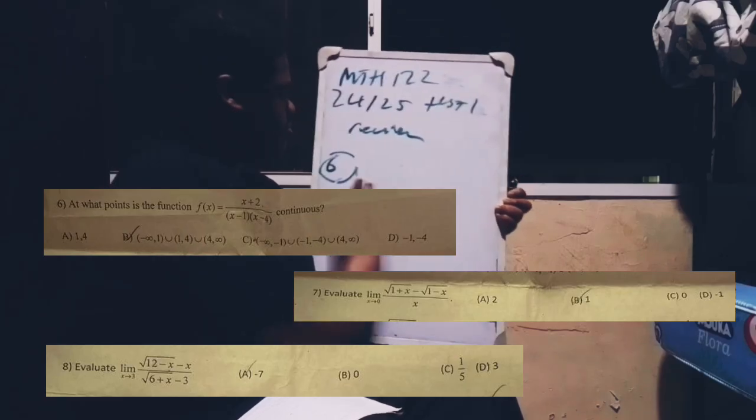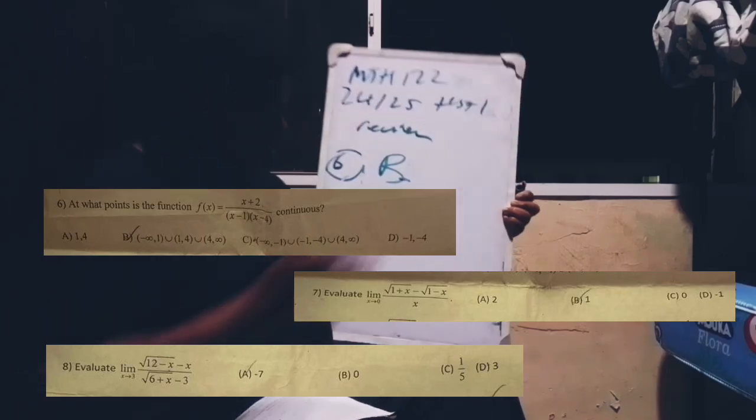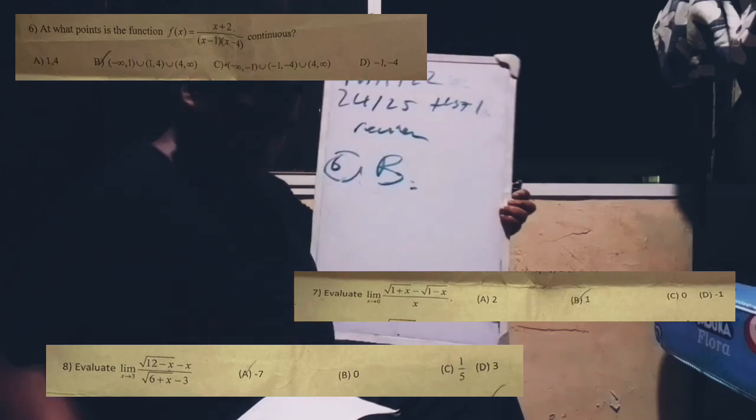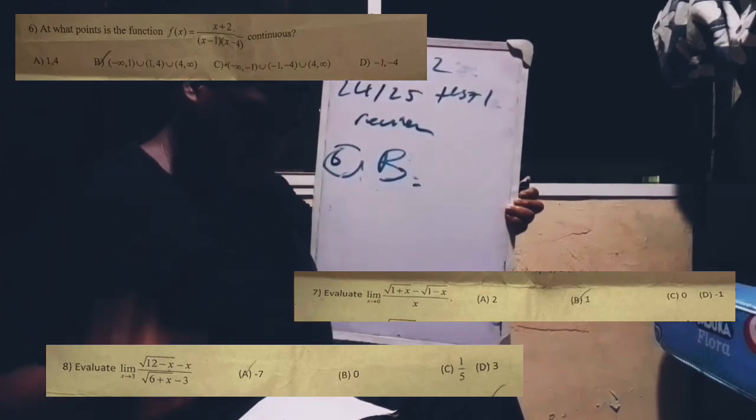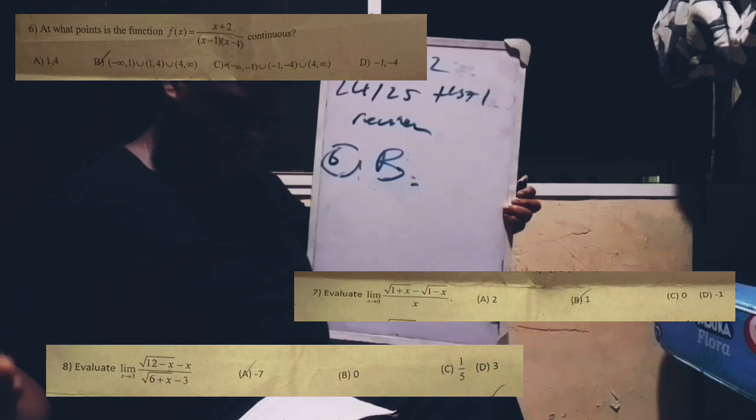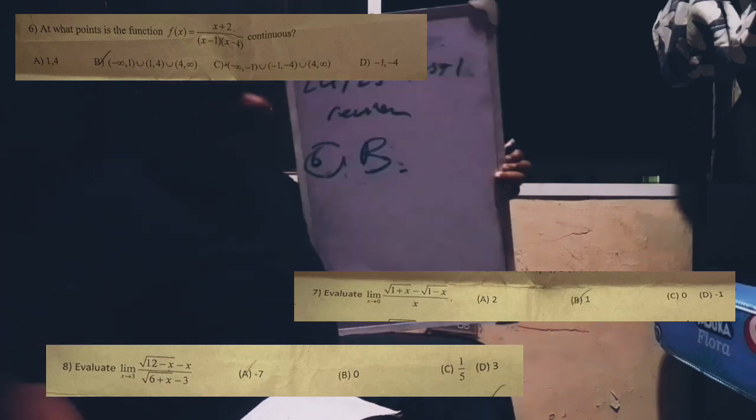Option B. We got option B. That is from negative infinity to 1, from 1 to 4, and from 4 to infinity, with 1 and 4 not inclusive.